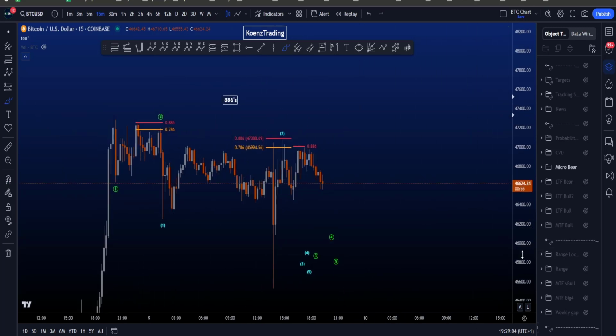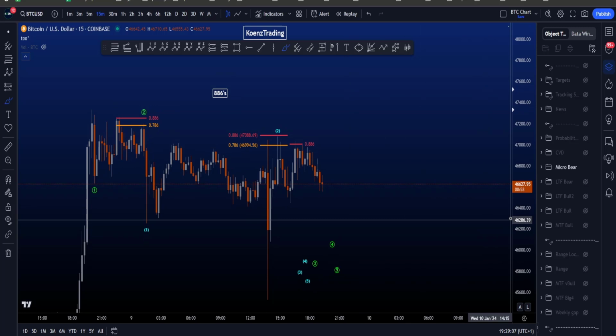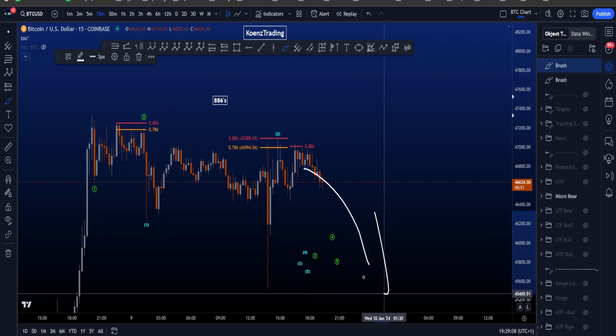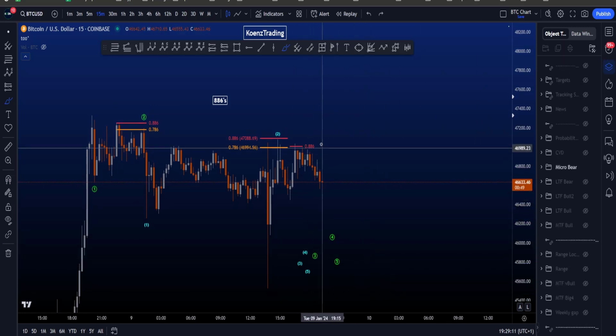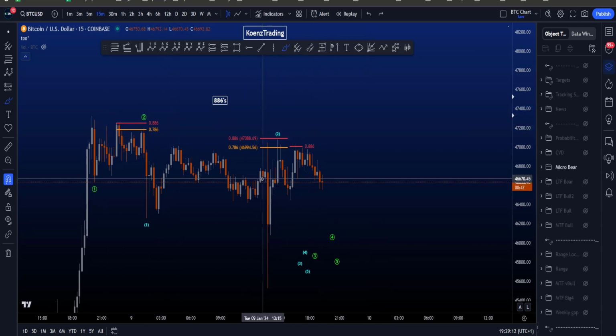So locally, it's actually quite difficult to have very, very bearish scenarios where you're going to be looking for much lower prices with an impulse because of the 886s being touched.